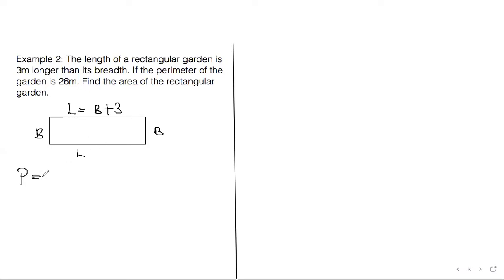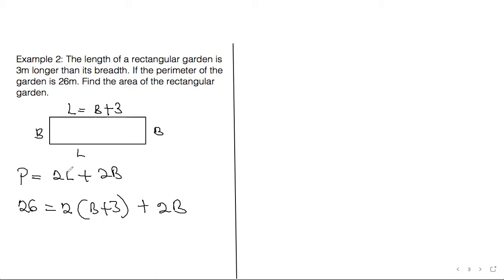So P will be 2L plus 2B. Add L plus B plus L plus B to give me 2L plus 2B. I know the perimeter here is 26. I can replace that. Then I know that the length is B plus 3, so I can replace L with B plus 3. Then plus 2B I have here.